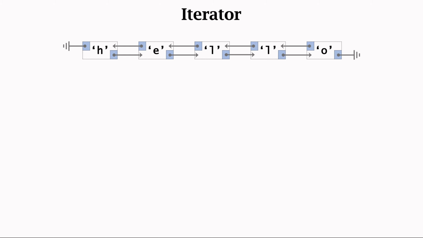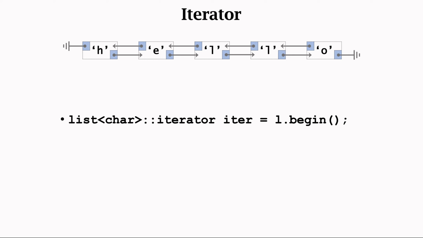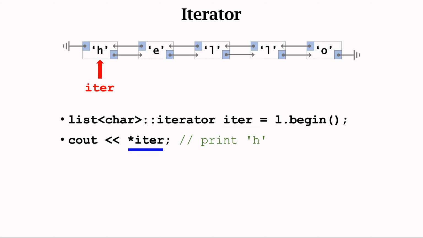To traverse a linked list, we need to use an iterator. This line of code creates an iterator that points to the front of the list. Its type is list<char>::iterator. I use iter as the name of the iterator. *iter is the data stored in the node. When I print *iter, the program shows the character H.